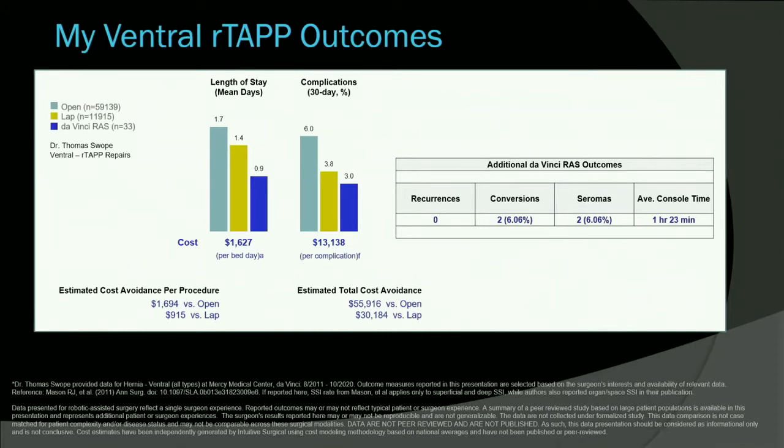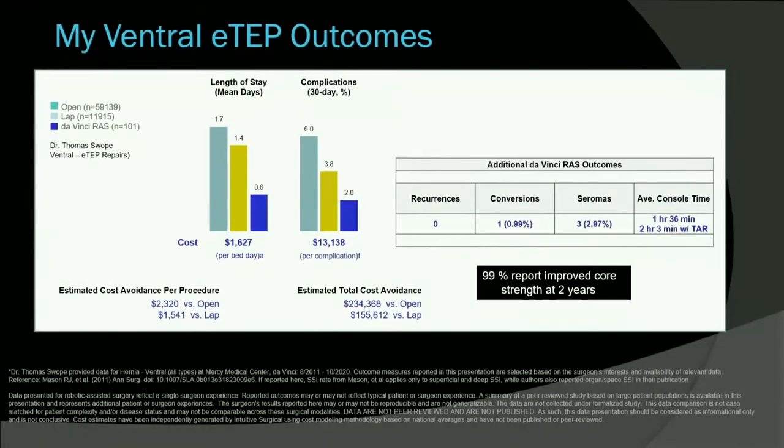Again, here's our TAP, robotic transabdominal preperitoneal ventral hernia outcome. Again, very similar theme. I'm happy to share this with you. My length of stay, my complication rates, consult times, all those are listed here. ETAP, same here.